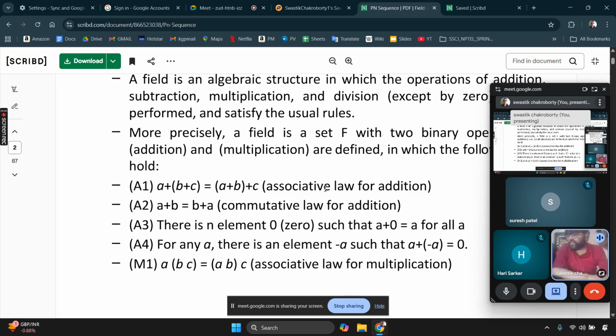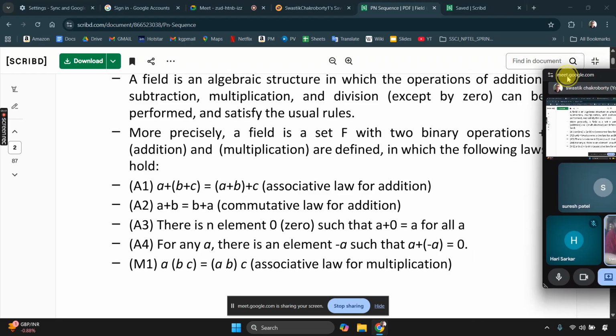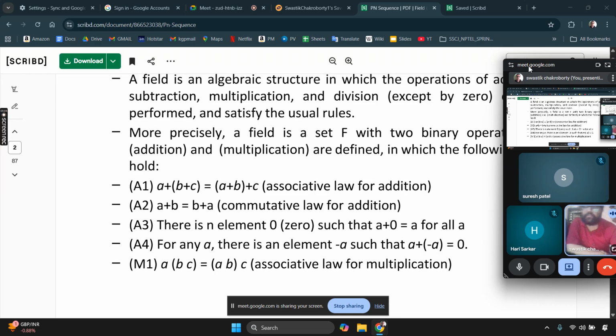But this is abstract algebra. The concepts of multiplication, addition, division and subtraction, which we have used since childhood, are taken to a higher level of abstraction. More precisely, a field is a set F with two binary operations, plus and multiplication, in which the following hold. There are two operations, plus and multiplication. So what are the properties?